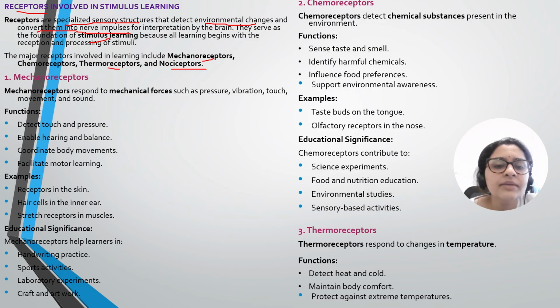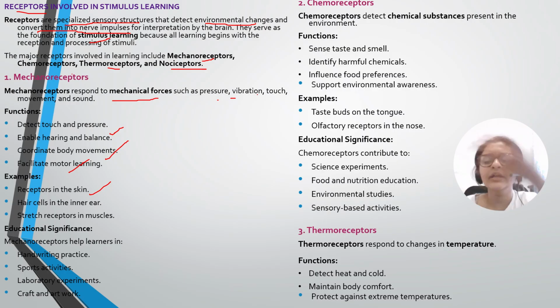What are mechanoreceptors? As the name itself suggests, they respond to mechanical forces like pressure, vibration, touch, movement, and sound. They help in detection of touch and pressure. They enable hearing and balance in the ear. They coordinate bodily movements, and they facilitate motor learning. Example, receptors on skin, they help in feeling of the touch. Hair cells in the inner ear. Then stretch receptors in the muscle.